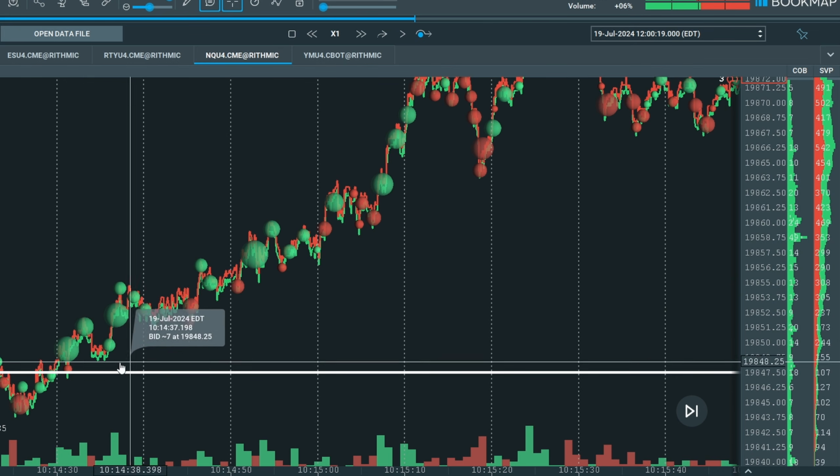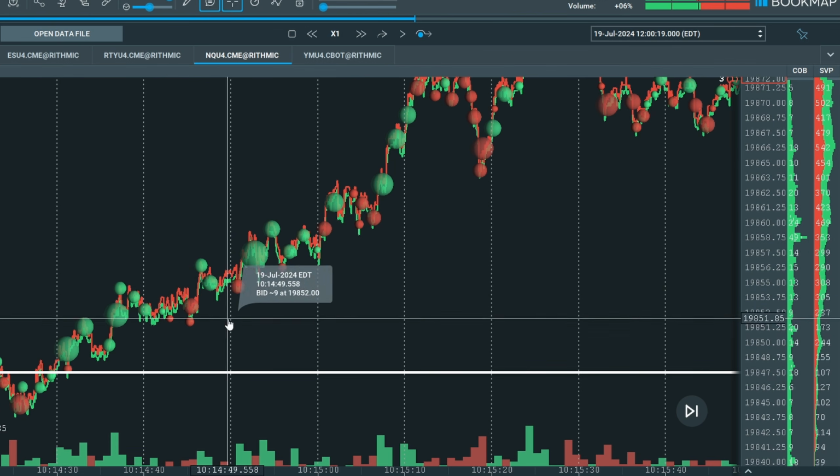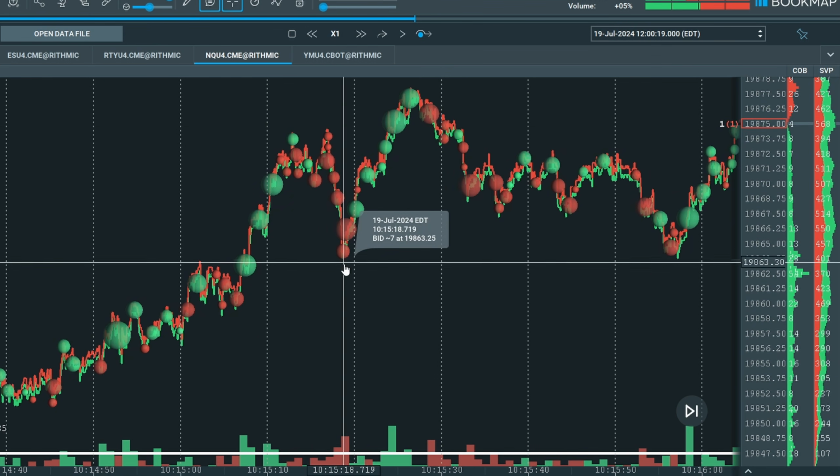Now, we look at the next example. Here's value area low. You can see we break back above it, but I don't see any area to get in just yet. We continue to fast forward, and what do we see? A series of red candles.